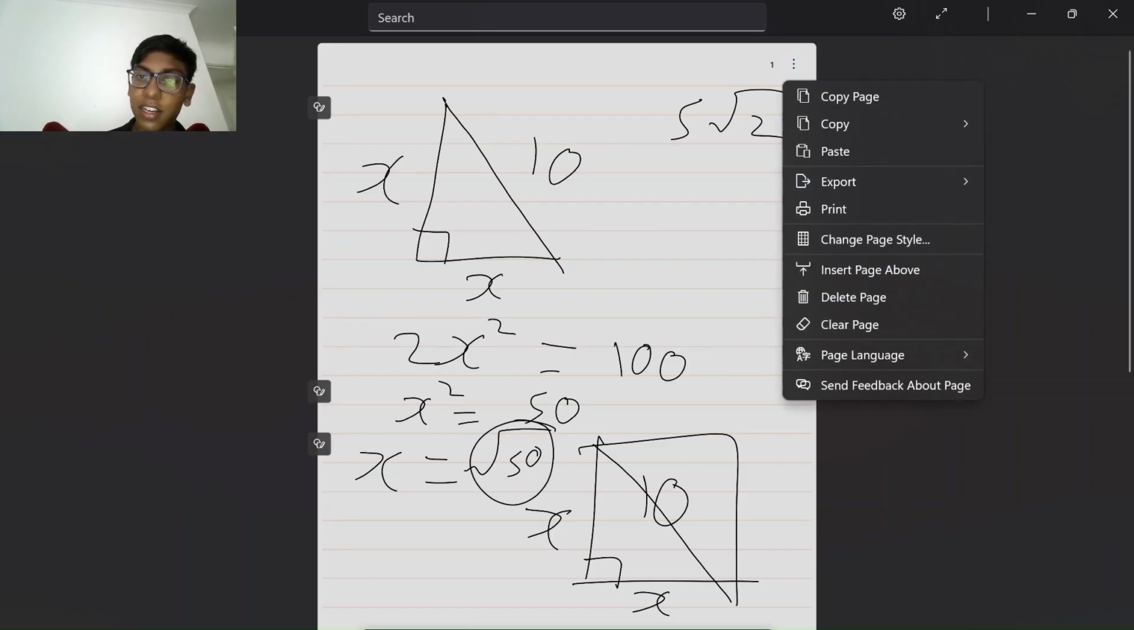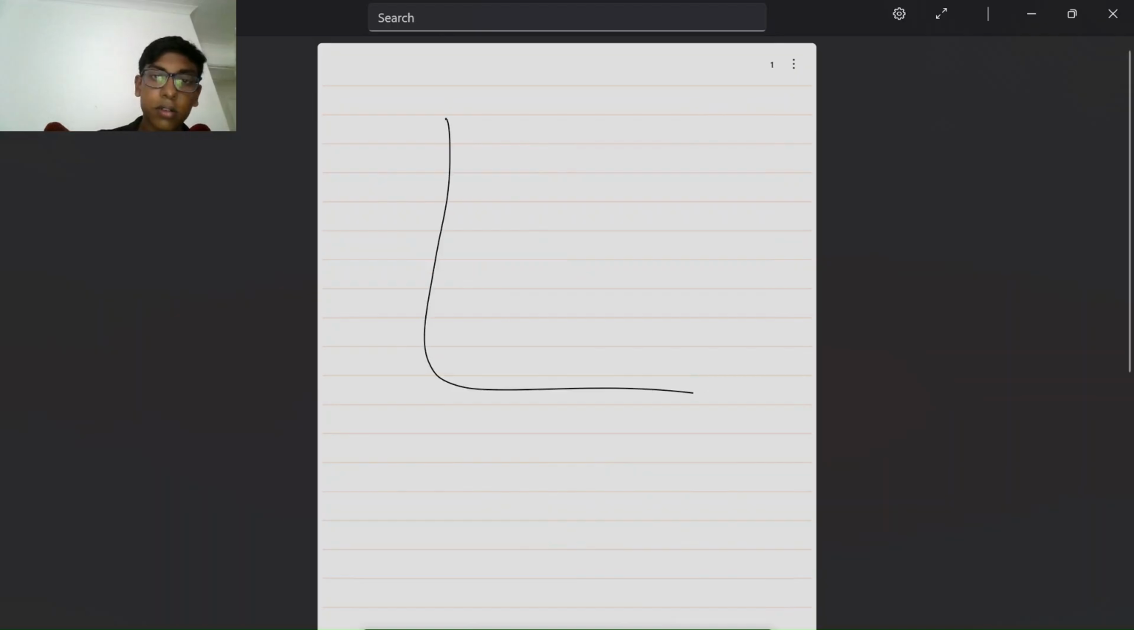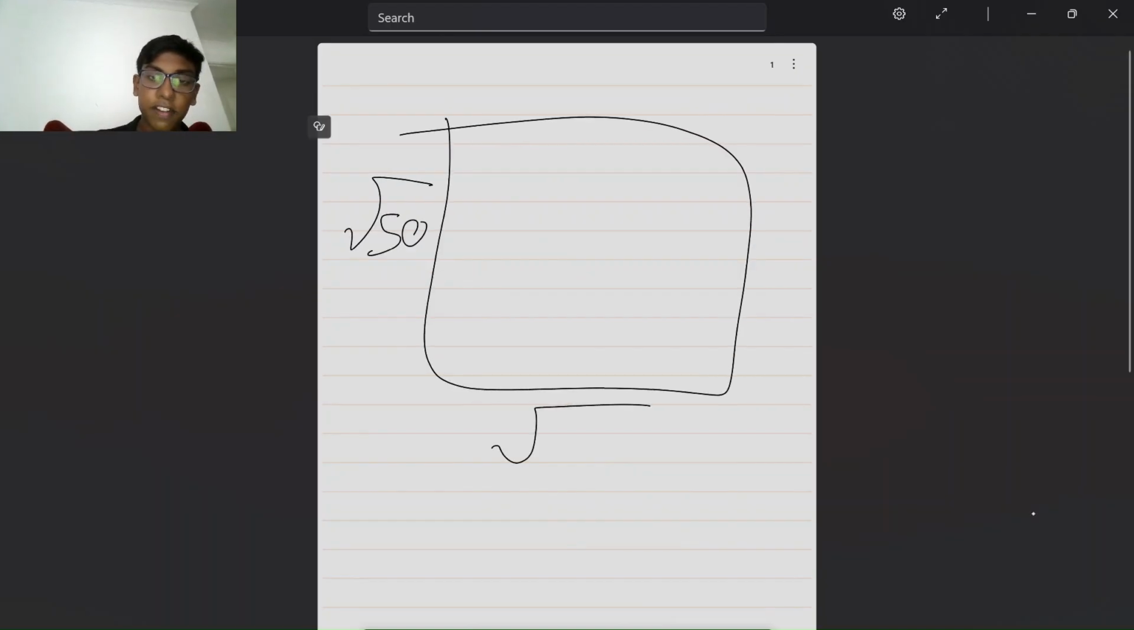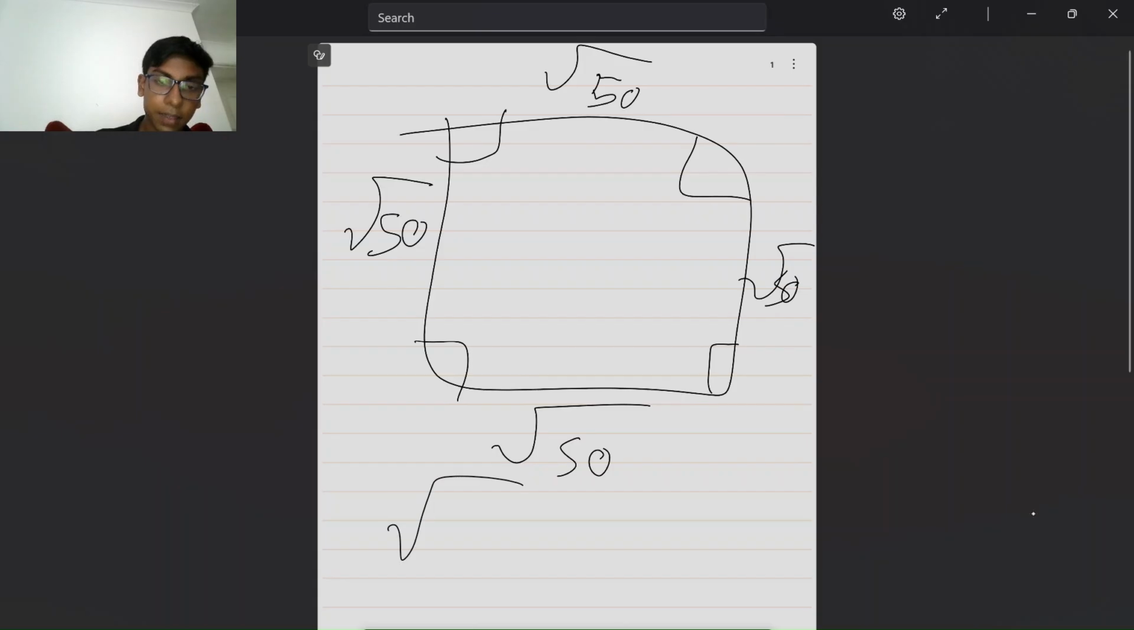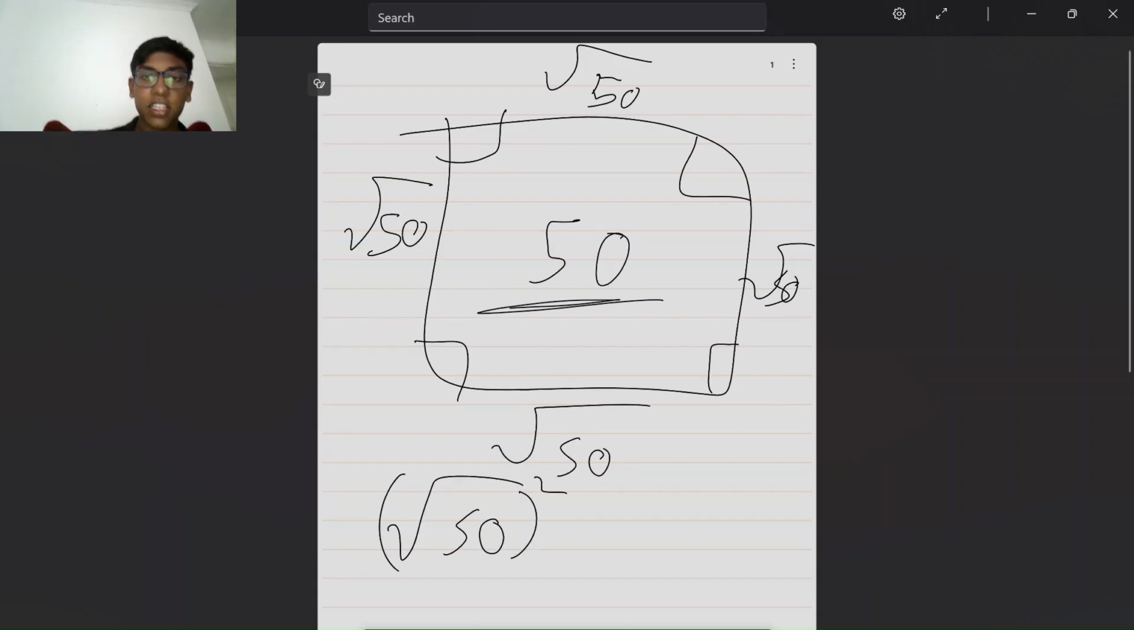Because, if I clear the entire page, we have a square. Square root of 50 and the square root of 50, well, these are all of its side lengths. The area of a square is just one of its side lengths squared. So it's root 50 times itself, which means we end up with a square with an area of 50, and that is our final answer.